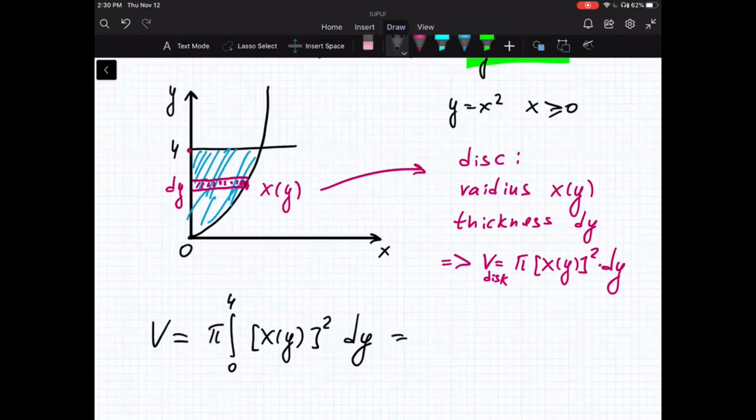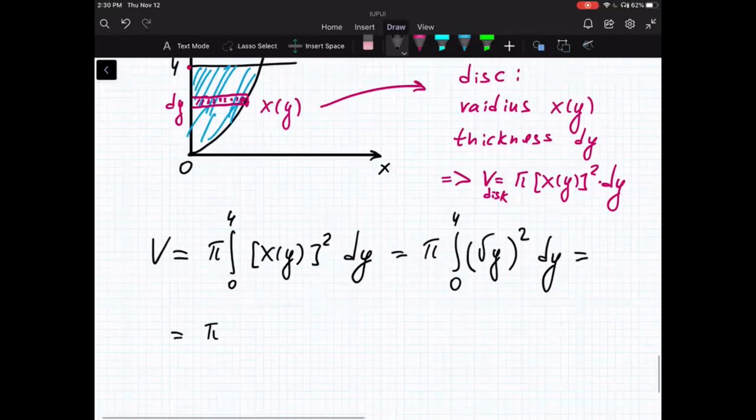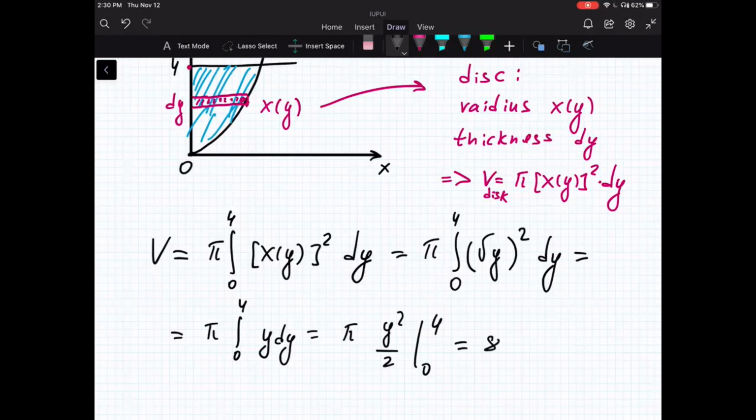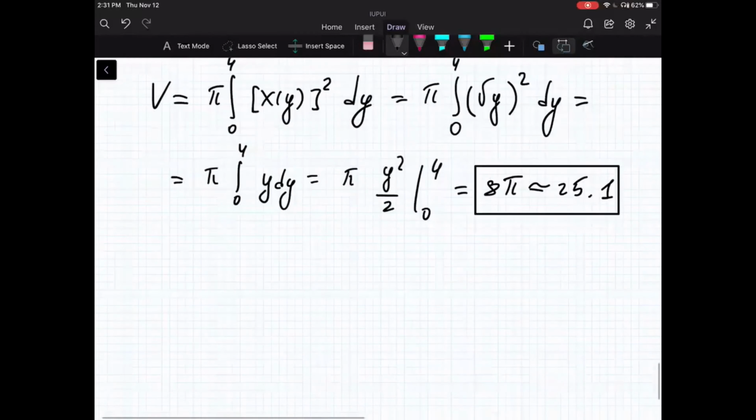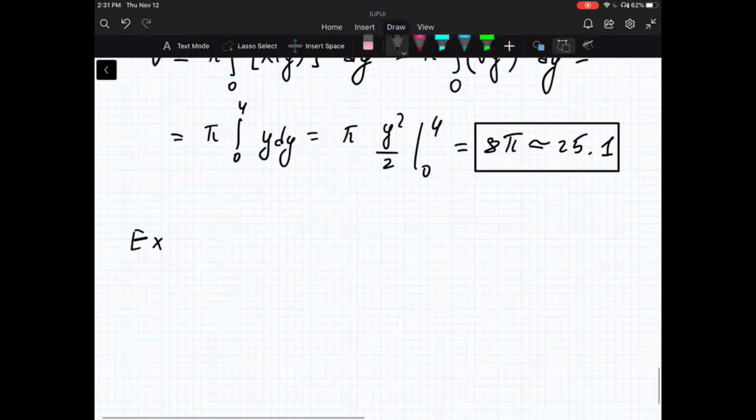So in this case, I get that it is π integral from 0 to 4 of square root of y squared dy. And so it is π integral from 0 to 4 of y dy, or it is π times y squared over 2, substitution from 0 to 4, which is 8π, or approximately 25.1.